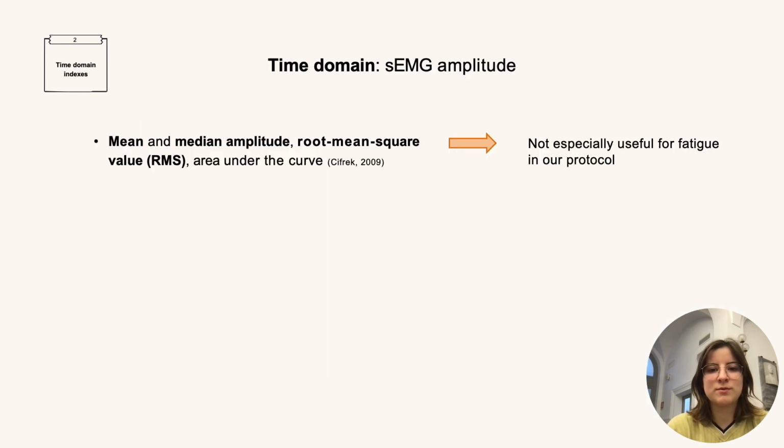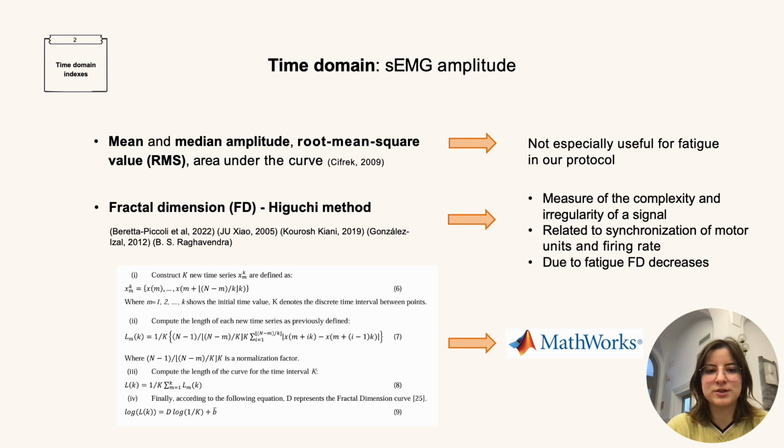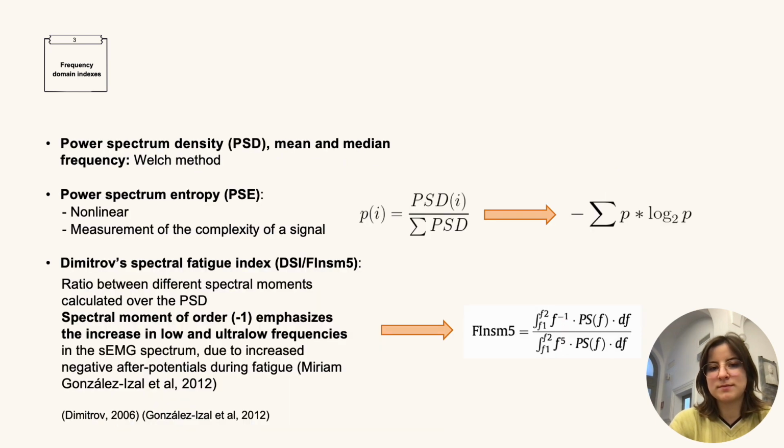In the time domain, we calculated mean, median, root mean square value, the integral and fractal dimension, a statistical index of signal complexity negatively related to motor unit synchronization, which is supposed to increase with fatigue, leading to a lower signal complexity and an FD decrease.